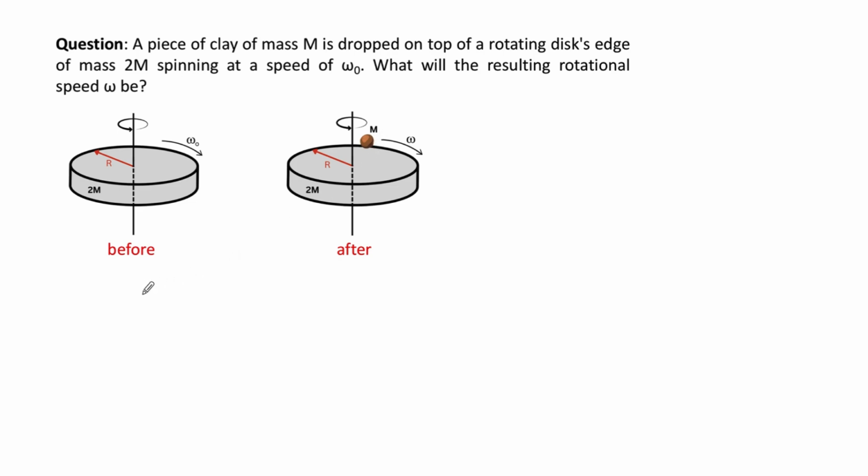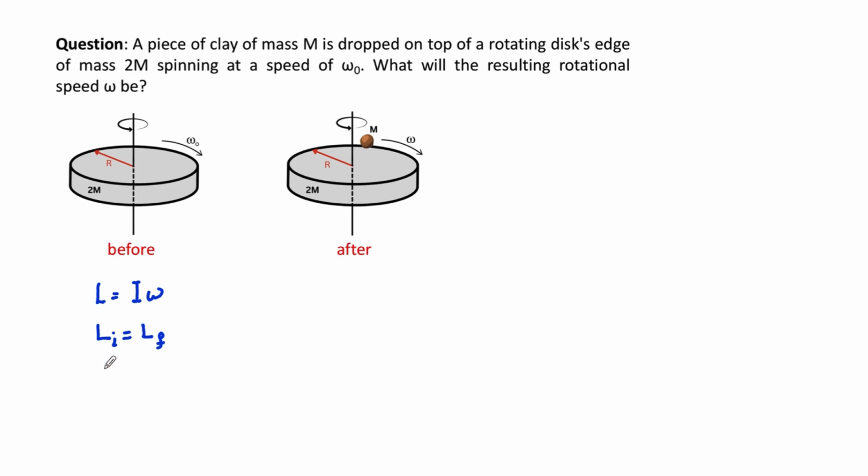So here what we know is that L, which is angular momentum, is conserved because there is no external torque applied to this mechanical system. So Li is equal to Lf, initial and final.